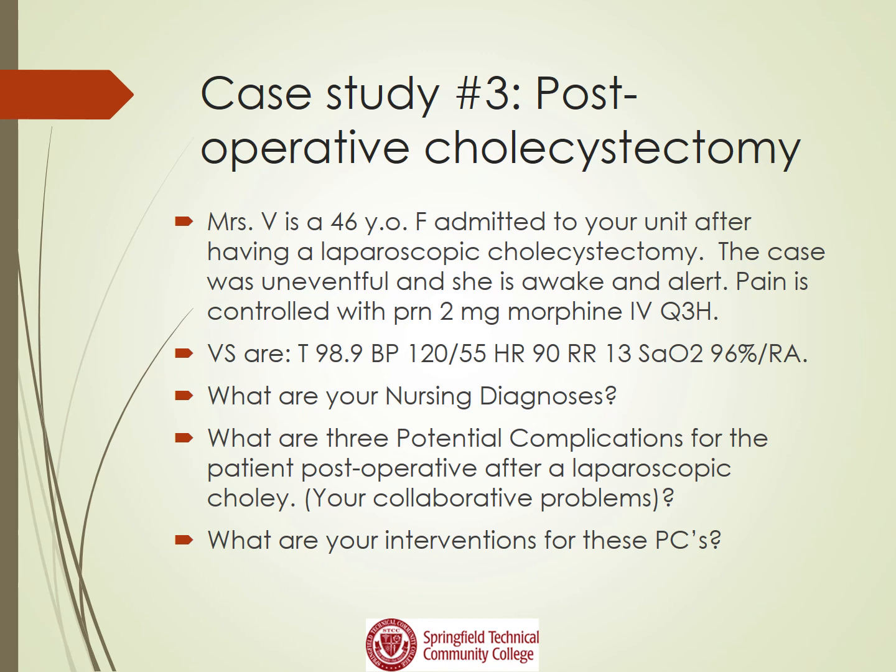Okay, our case study number 3, Mrs. V is a 46-year-old lady. She was admitted to your unit after having a laparoscopic cholecystectomy. The case was uneventful and she's awake and alert. The pain is being controlled with 2 milligrams of morphine as needed for pain every 3 hours. Her vitals are 98.9, 120/55. Her heart rate's 90. Her respiratory rate is 13. And she's sating 96% on room air. What are your nursing diagnoses?